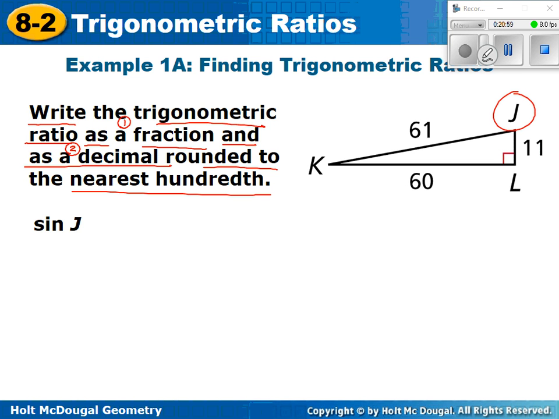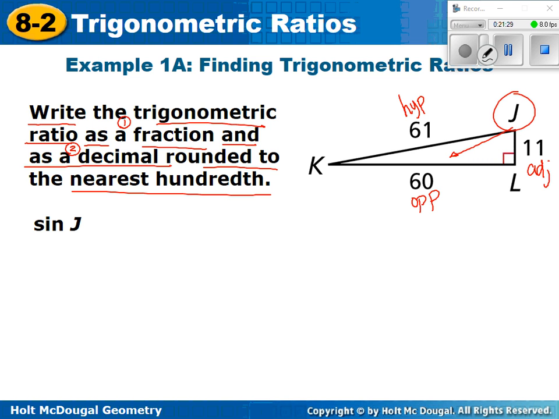I usually start with my hypotenuse because it can't change. What's the hypotenuse in this picture? 61. So label this HYP. What is the opposite side? 60. We're looking at angle J. If you change the angle, that changes which one's the opposite. So this is the opposite side. What's the adjacent? 11. Okay, so first question just simply says, what is the sine of J?